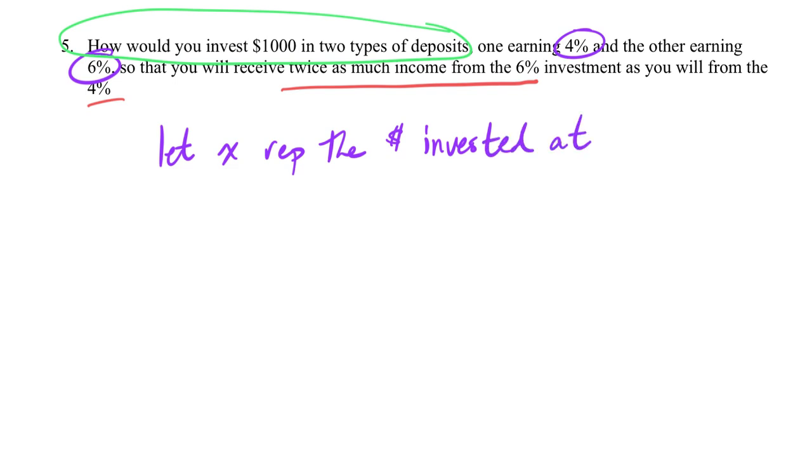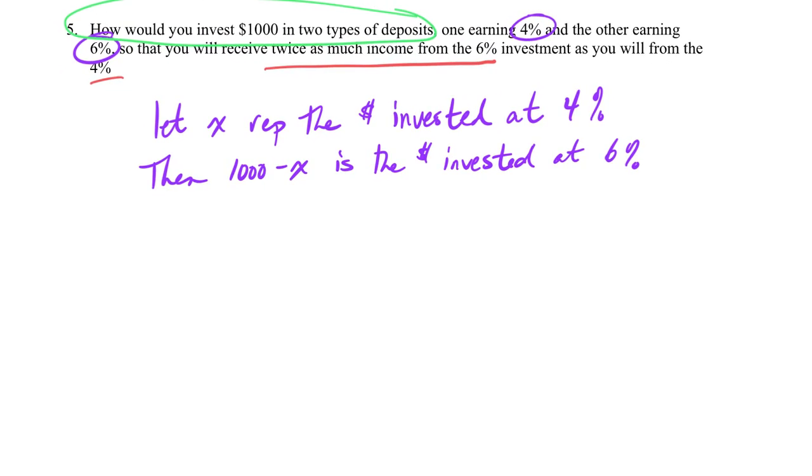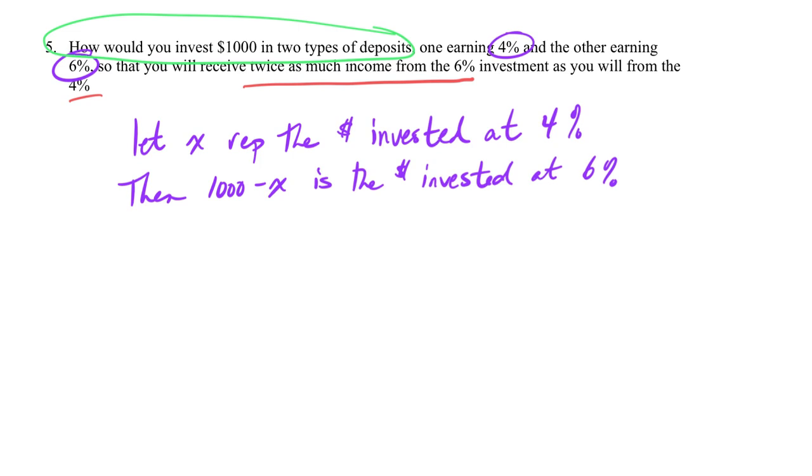And I'm going to pick one of them. There's nothing in the problem that dictates which one's more important. So I'm going to say at, I don't know, 4% came first. 4%. X represents the money invested at 4%. Okay. If I know that $1,000 was the total invested, then 1,000 minus X is the money invested at 6%. Okay, I now have my variable defined and I have expressions for both my investments.